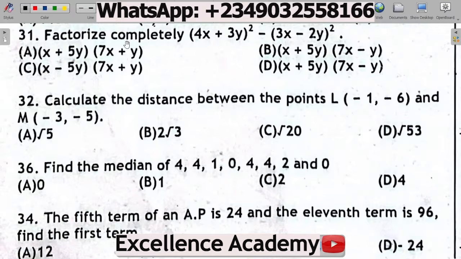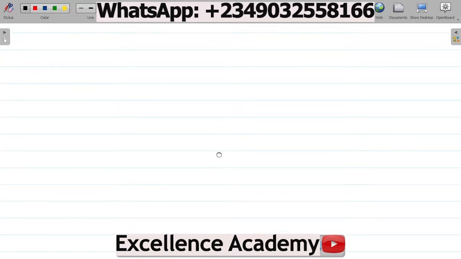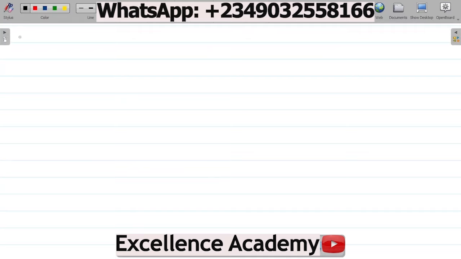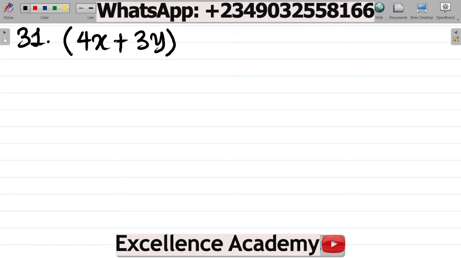Question 31 says, factorize completely (4x plus 3y) all squared minus (3x minus 2y) all squared. You have option A, option B, option C, and option D. So how do we solve this question? For 31, I'll write out the question. So for question 31, we have (4x plus 3y) all squared minus (3x minus 2y) all squared.